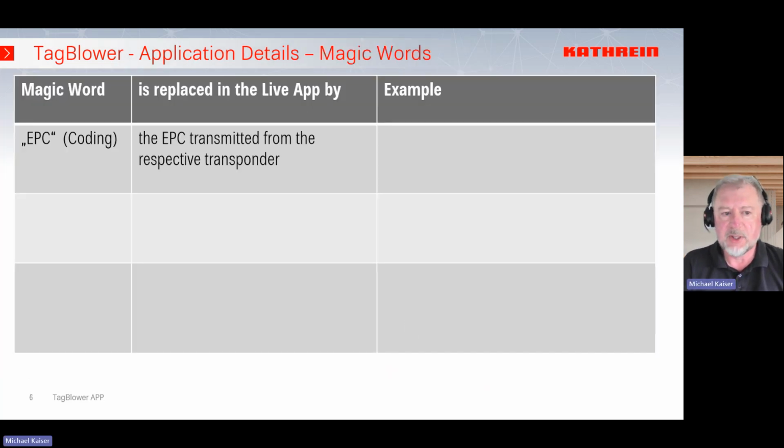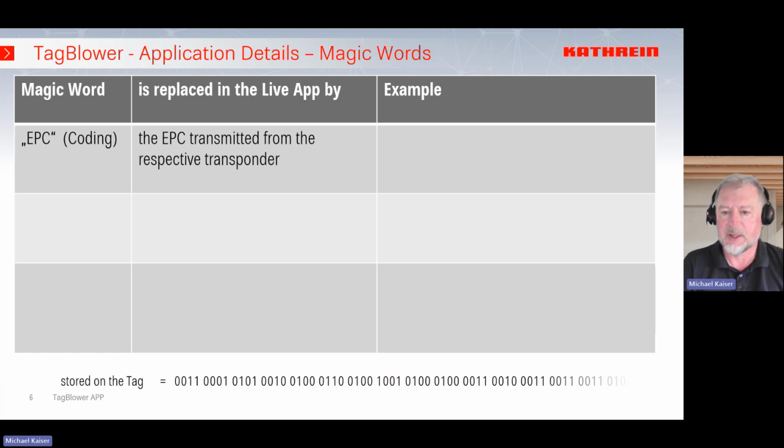The magic word is EPC, and the parameter we can change or can influence is the coding. In real life app, the EPC is transmitted with a respective transponder. This means we have here the data on the tag, the EPC data. In our case, it is always zeros and ones. In our case, we are interpreting this as hex data.